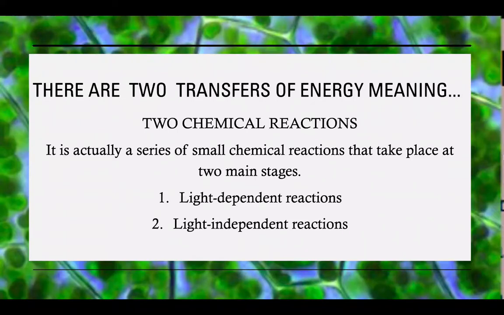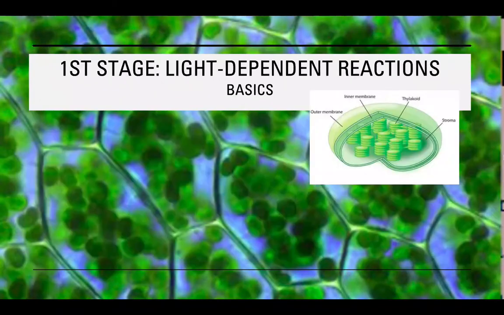So the first one is light-dependent reactions, and that is where light is required. And the second one is light-independent reactions, where light is not necessarily required. Today we're going to look at this first one, light-dependent reactions, okay? The part of photosynthesis where light is required. So, light-dependent reactions. Here are the basics of the light-dependent reactions.